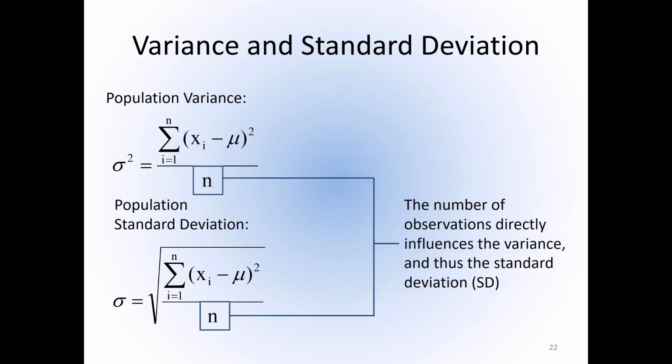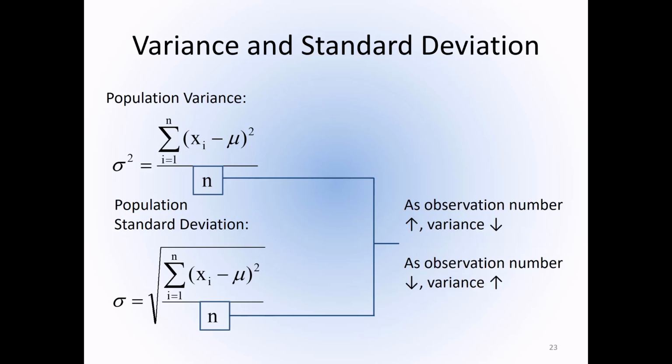Now, when we talked about deviance and dispersion last lecture, we discussed the importance of sample size. Now, the reason for this is that the denominator for both of these formulas is our respective sample size. And so as the number of observations, or as our sample size increases, the values for variance and standard deviation are going to go down. There's going to be less variability in our data set. However, as the number of observations decreases, our variance is going to increase.